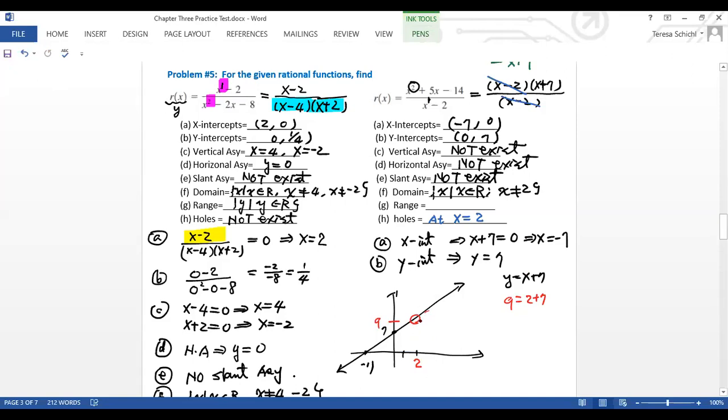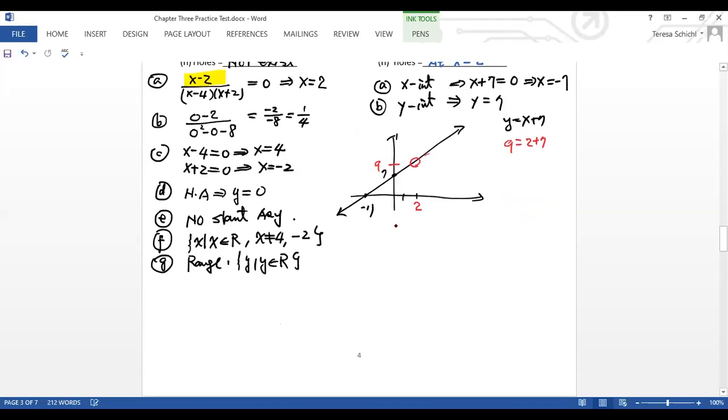So the hole is at 9, that means y can be any number except at the hole. So I say the range is y belongs to the real numbers, but y will not be equal to 9. So be very careful when you have holes here. That's what you need to do.